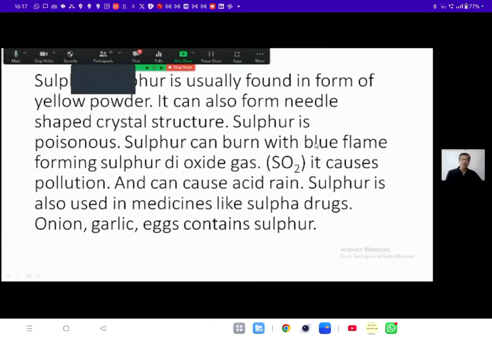Sulfur can burn in air to produce a blue flame, and it makes a gas called sulfur dioxide, SO2 gas. This sulfur dioxide gives a coughing sensation. It is a pollutant. Then it gets dissolved in water and is responsible for what is called acid rain. This sulfur is used in medicines and it is naturally there in onion, garlic, eggs, etc.